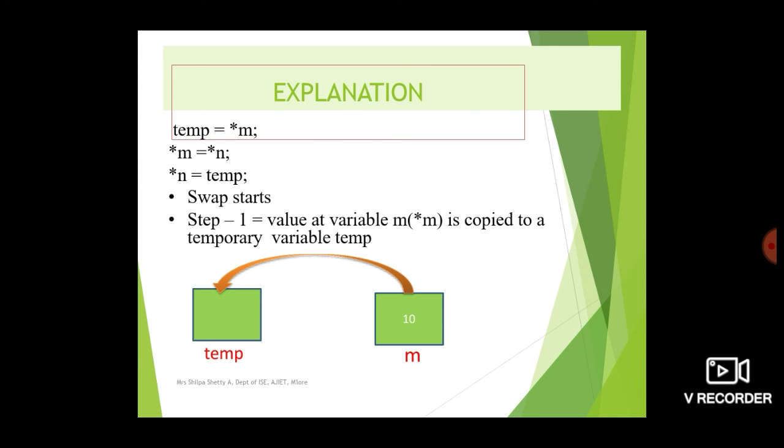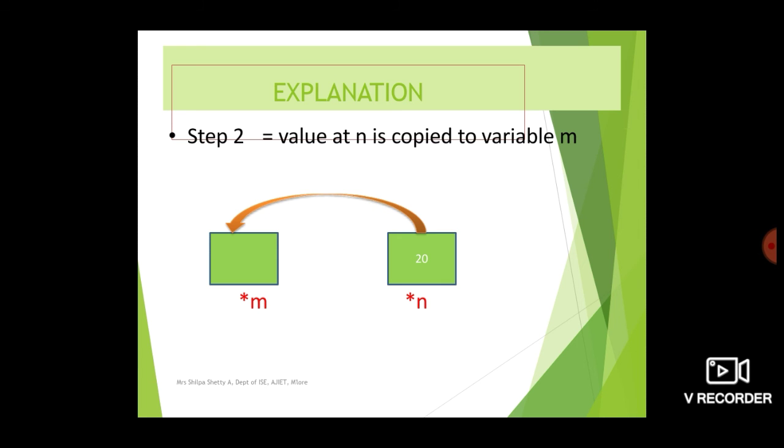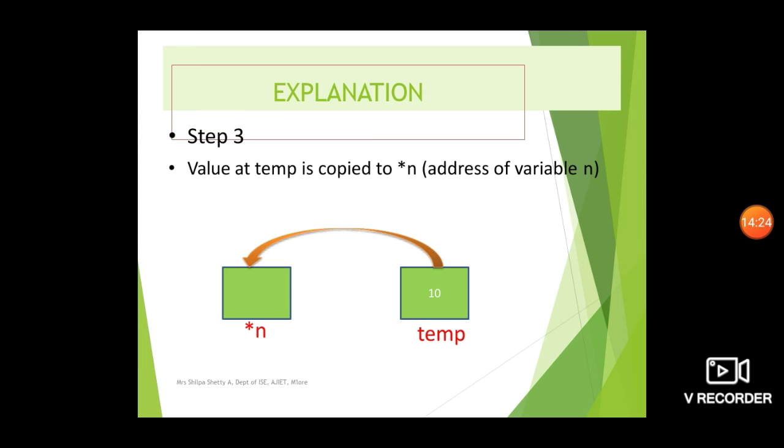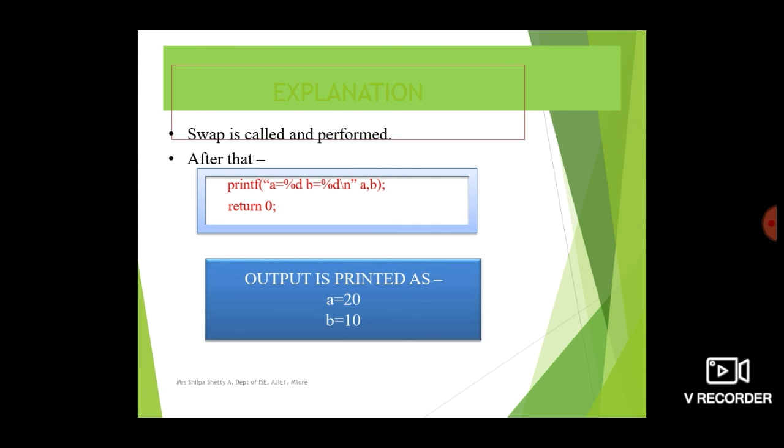So now let us see what happens. We have temp is equal to star m. Star m is nothing but m is pointing to A, its value, so it is 10. So 10 will be copied to temporary. Then star m is equal to star n. Star n is 20, so 20 will be copied to m. Next, star n is equal to temp. So temp is nothing but 10. 10 will get copied to star n. So when this happens, swap is called and performed. After that, the values will be printed as 10 and 20, and 20 and 10.